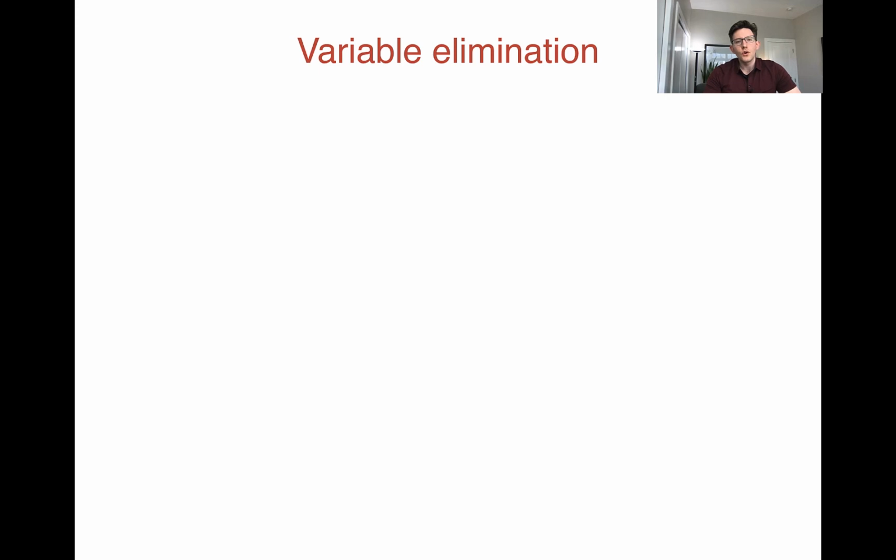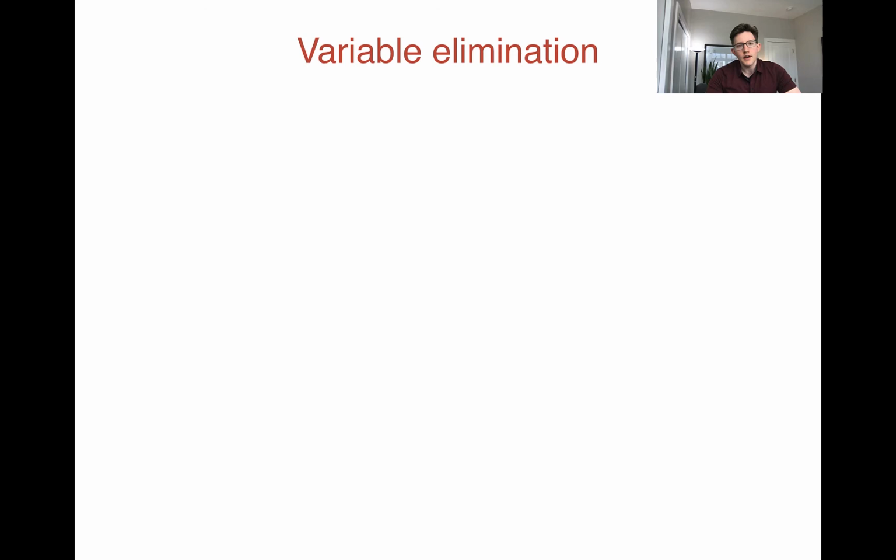We just discussed belief propagation, which again is an extremely efficient algorithm for doing probabilistic inference in tree-structured probabilistic graphical models. Again, very efficient, time linear in the number of variables n. So the next algorithm of our two inference algorithms I told you we're going to discuss is called variable elimination.